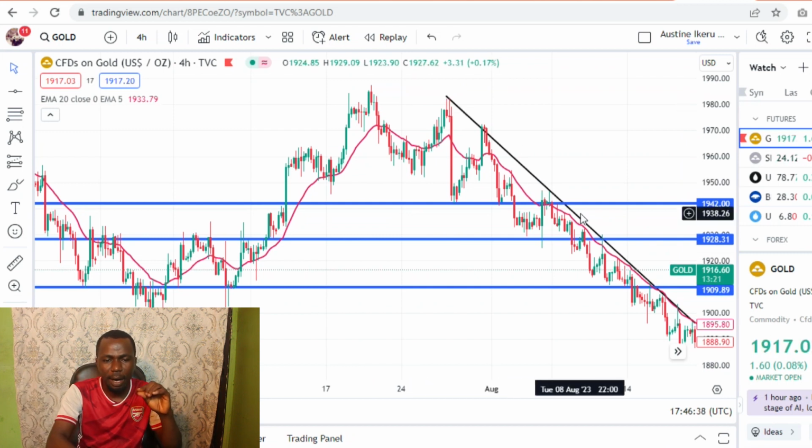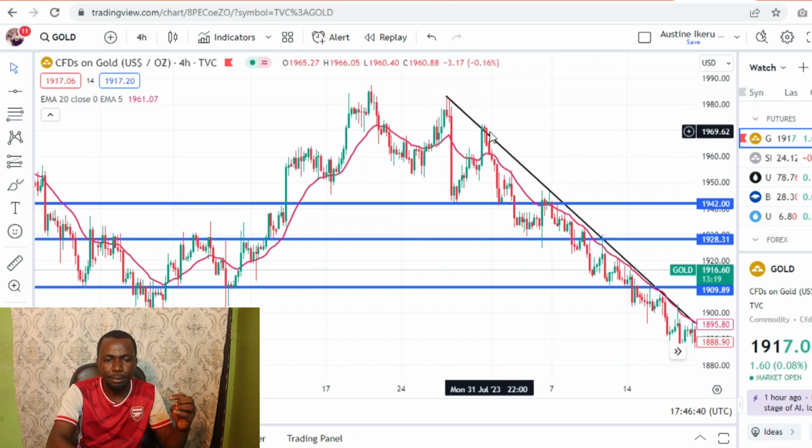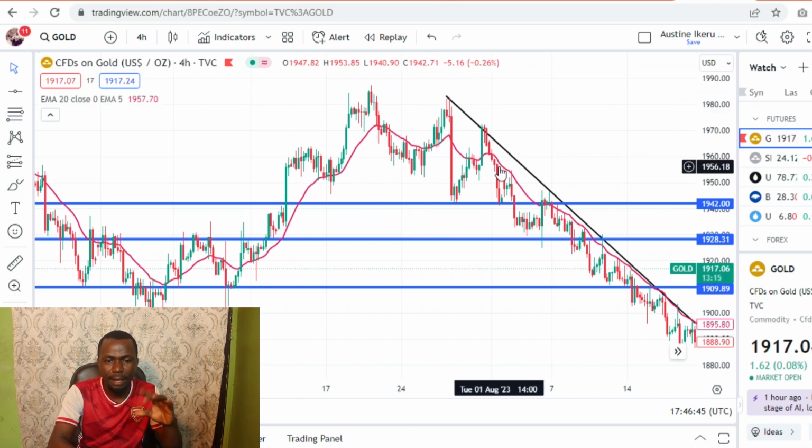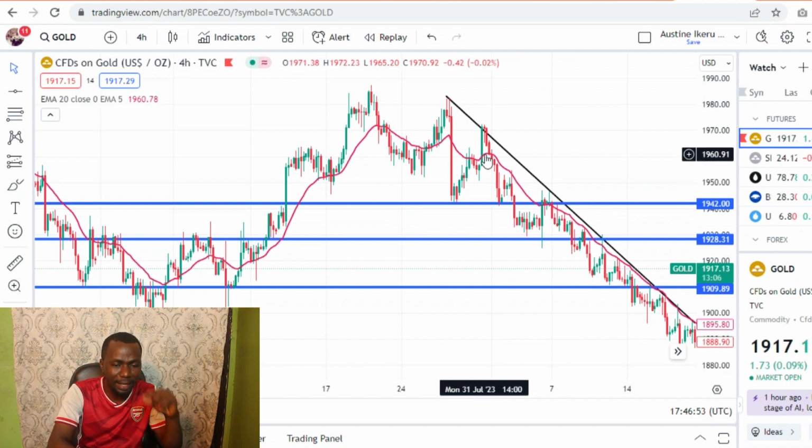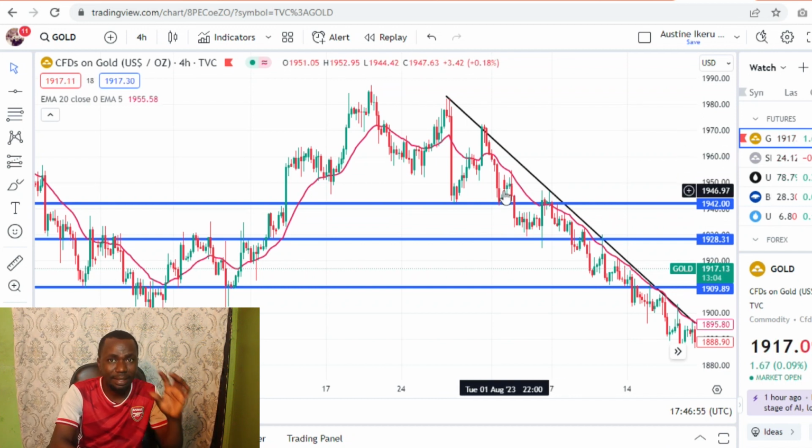After that, the next thing you have to do is to look for your area of value, which is the support and resistance level. Since the market is in a downtrend, we only look for resistance level. We are not looking at support, because we don't need support. What we're looking for is resistance level, because definitely the market will break the support. So our target is resistance level.